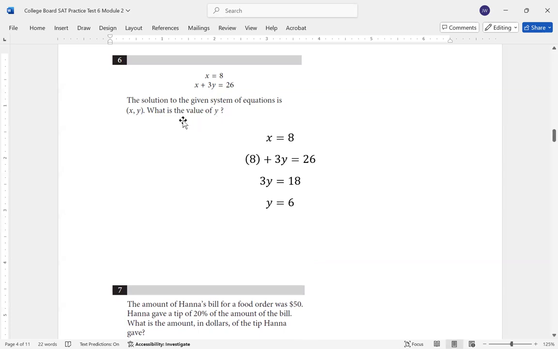Remember, this is only asking us what is the value of y for the solution. And therefore, y equals 6 is our answer. So our answer we can write as 6.